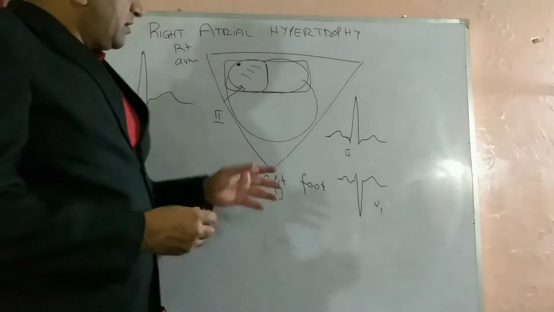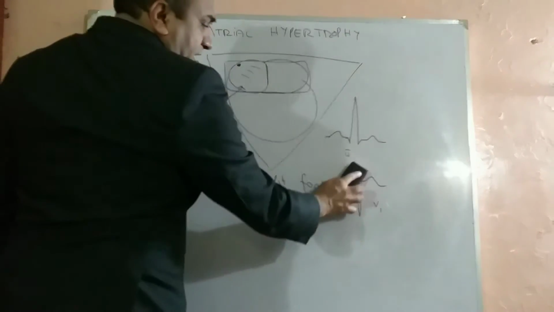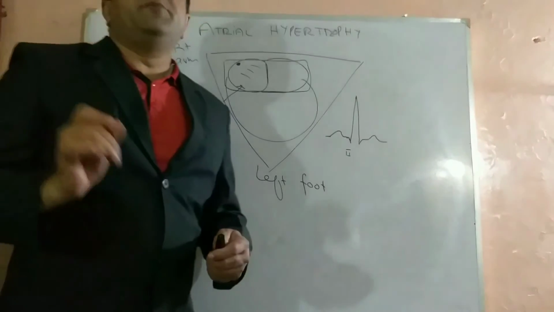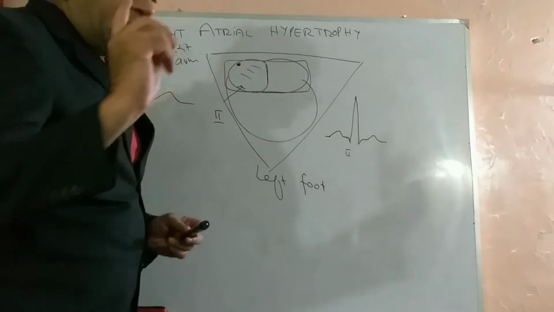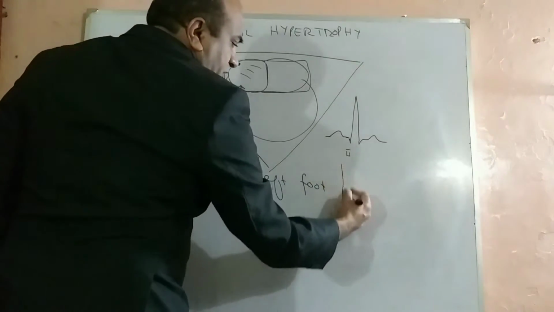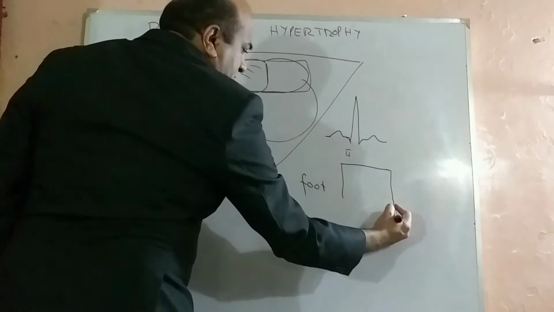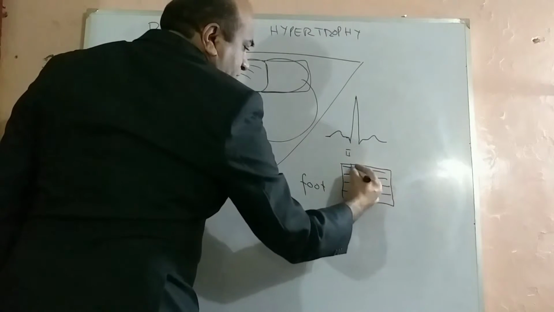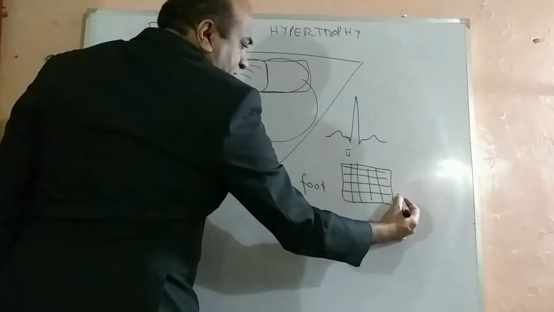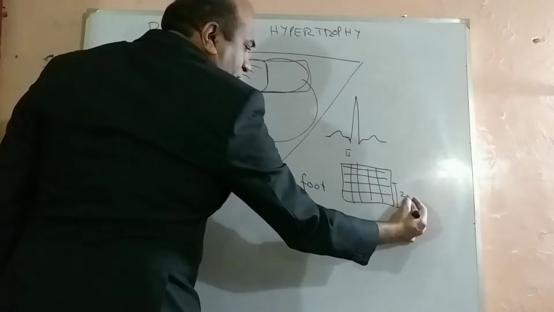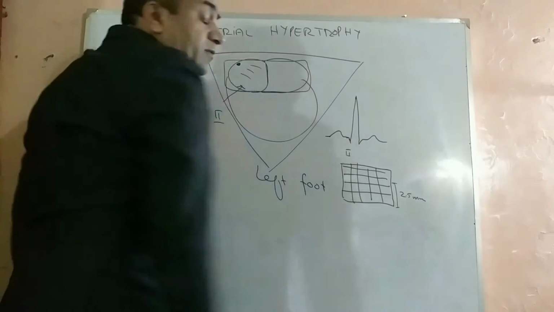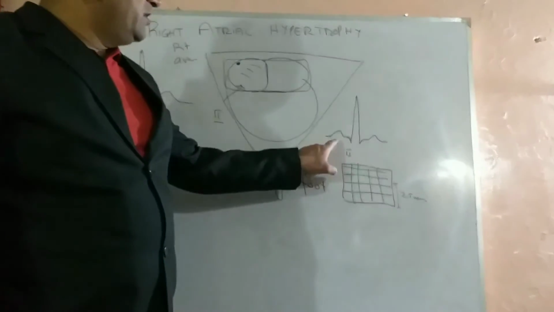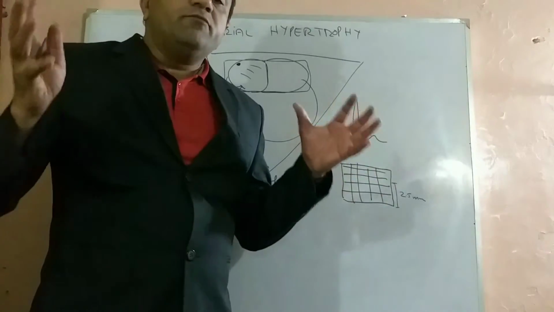Now normally, in lead 2 the height of the P wave is less than 2.5 millimeters, or less than 2.5 small boxes, because we know that in a large box there are 5 small boxes and the height of one small box is 1 millimeter. So the height of 2.5 small boxes would be 2.5 millimeters. So normally the height of the P wave in lead 2 is less than 2.5 millimeters.